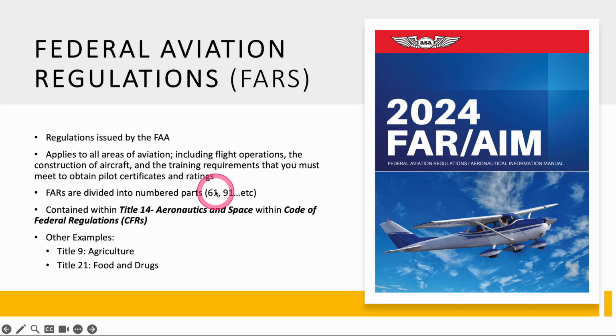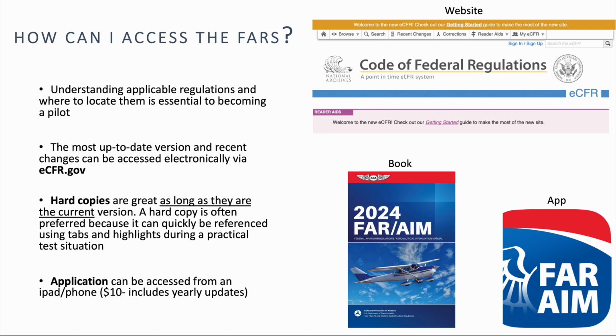Part 61 basically outlines everything you need to do to get a specific license, whether it's your private license, your commercial, whatever. And then Part 91 outlines all the rules for aviation. So, hey, I have my license now. What rules do I need to follow? There are different ways to access those regulations.